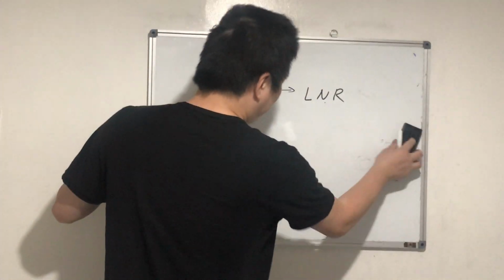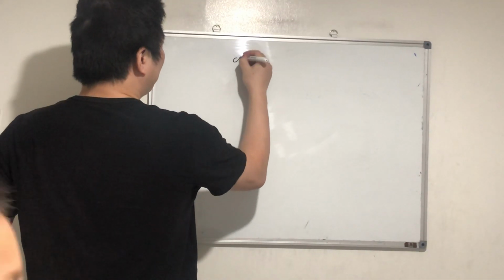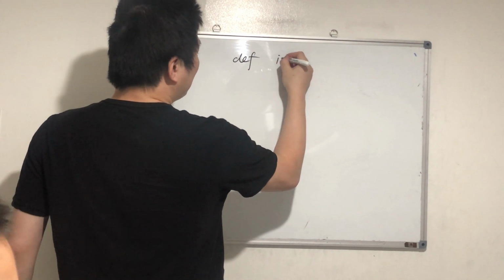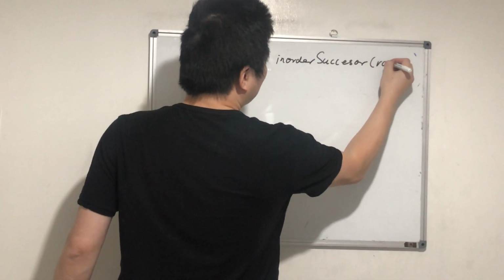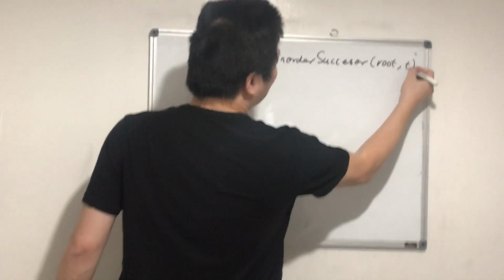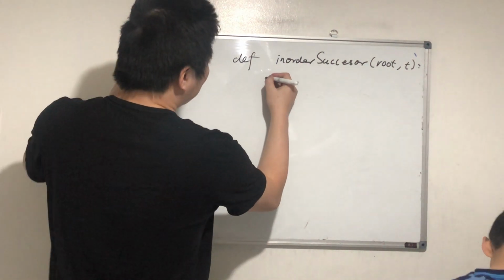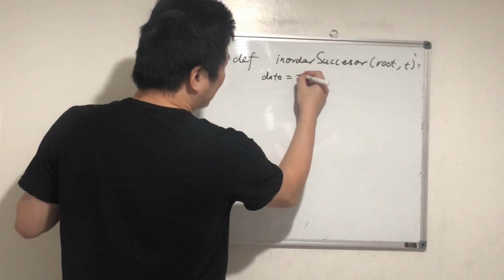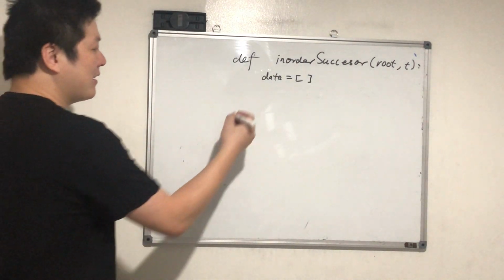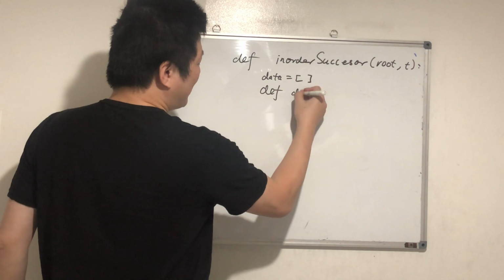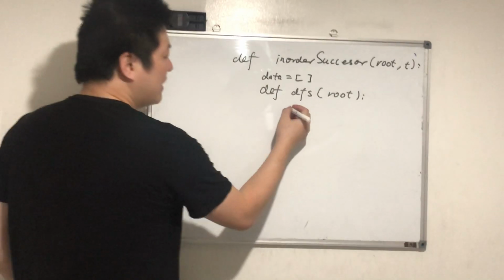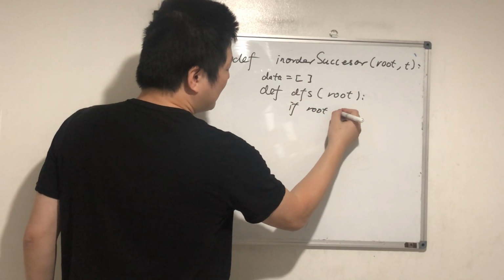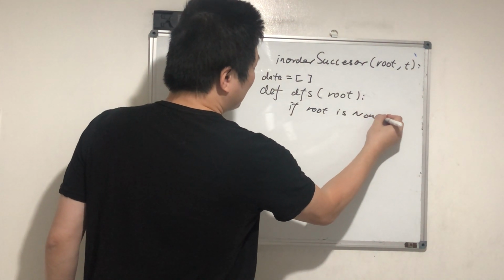Okay, let's do this. Define inorder_successor with root, and then we have a target. Now look, we have a list first. Let's call it data, equal to an empty list. And then we define a function which takes an element, to traverse the binary tree. Look, if root is none, we just return.